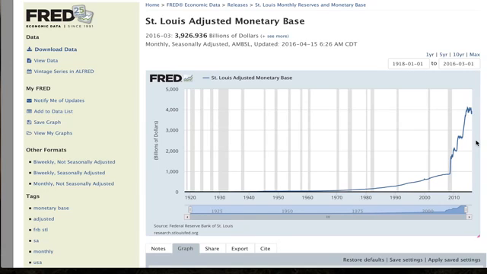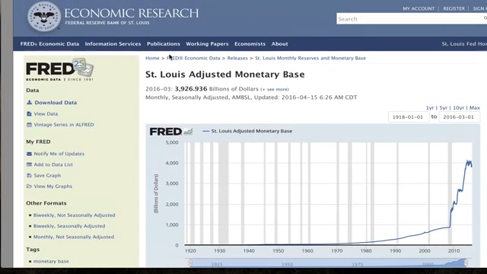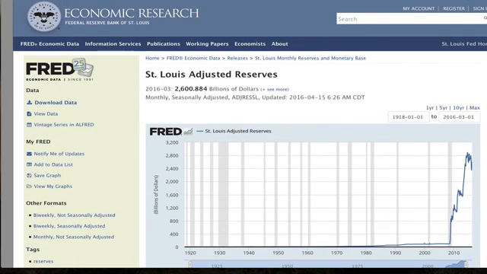But this base money is the currency that's in circulation out in the public plus the reserves that banks carry. They either carry those reserves as vault cash or they carry it as deposits at the Federal Reserve. So the commercial banks all have accounts at the Federal Reserve. And so I want to take a look at the reserves.